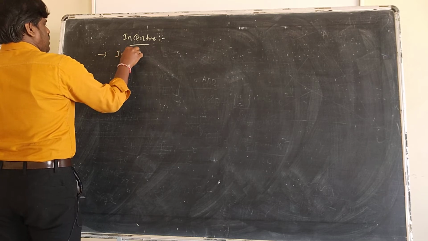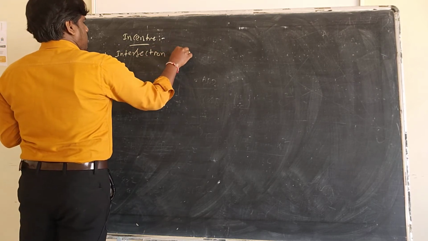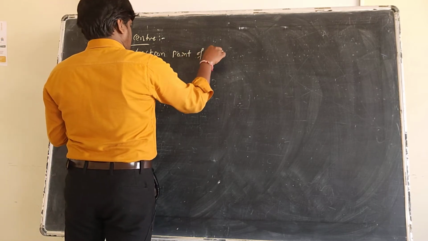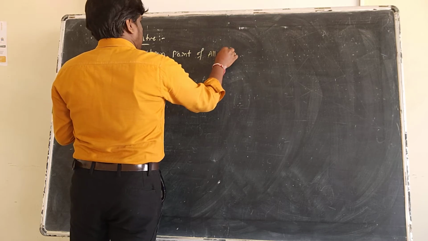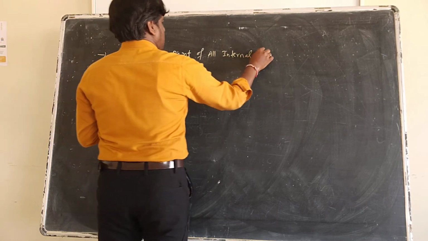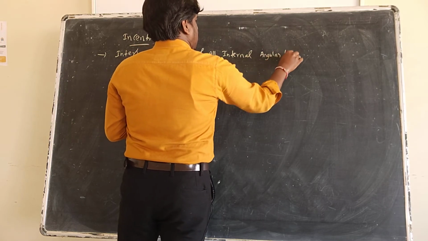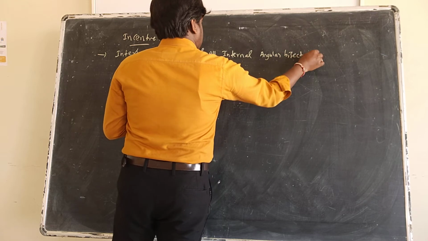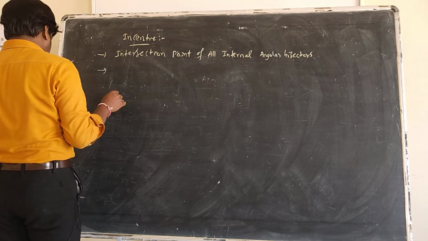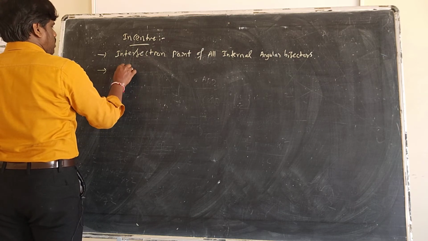The intersecting point of all angular bisectors, all internal angular bisectors, is the incenter. It is always an interior point of the triangle. The incenter is always an interior point.